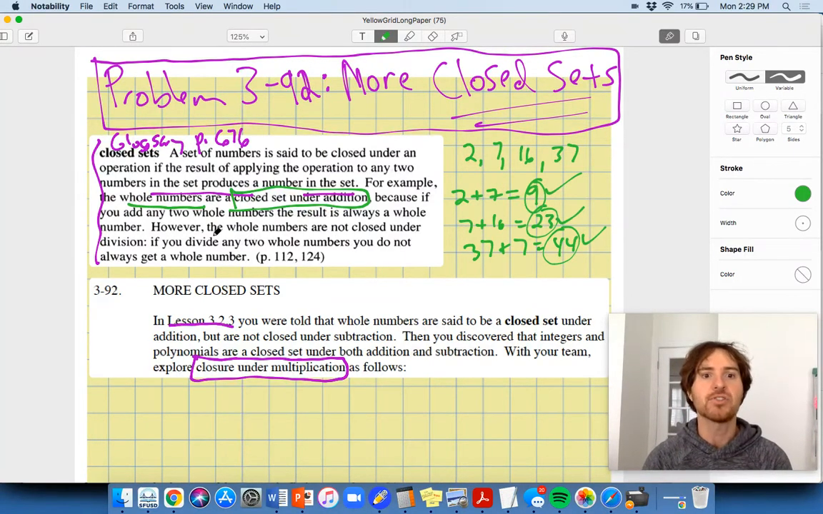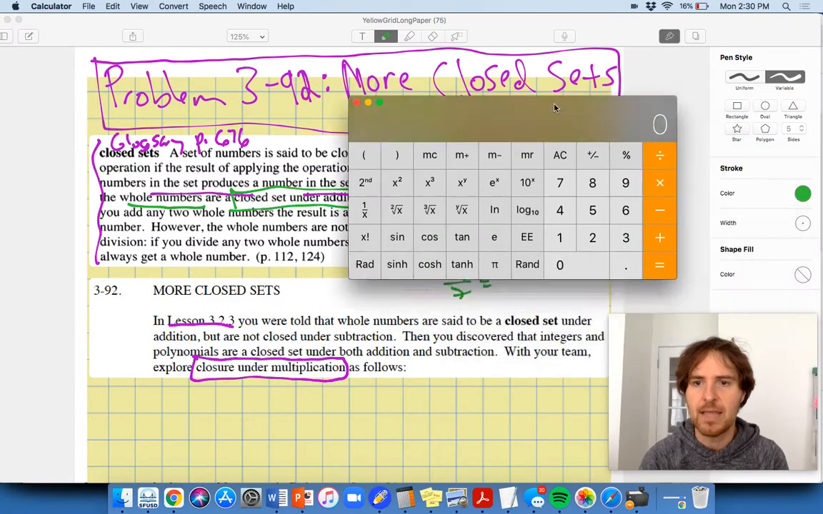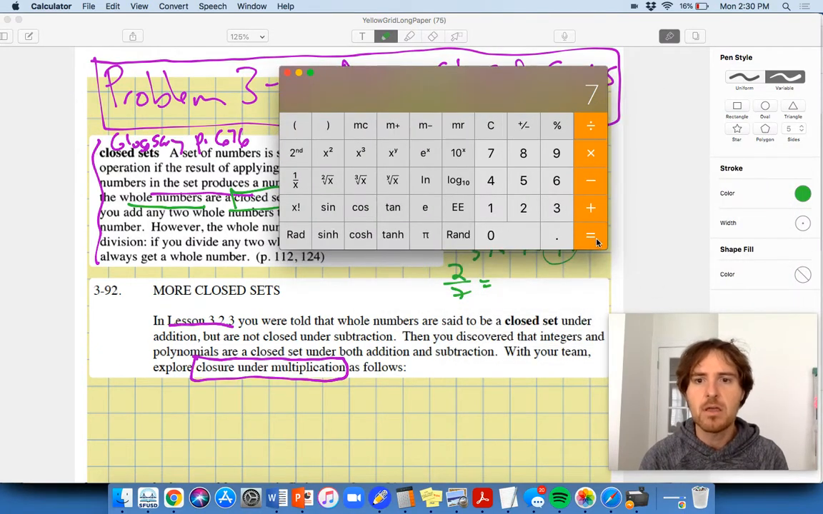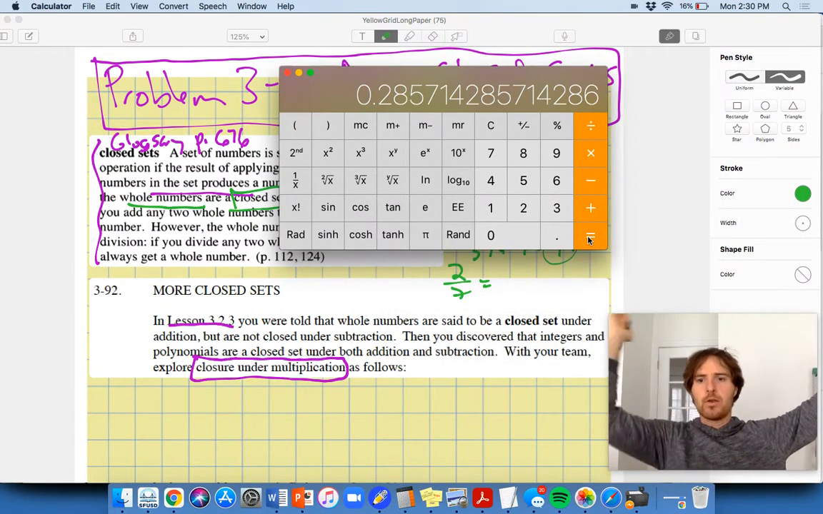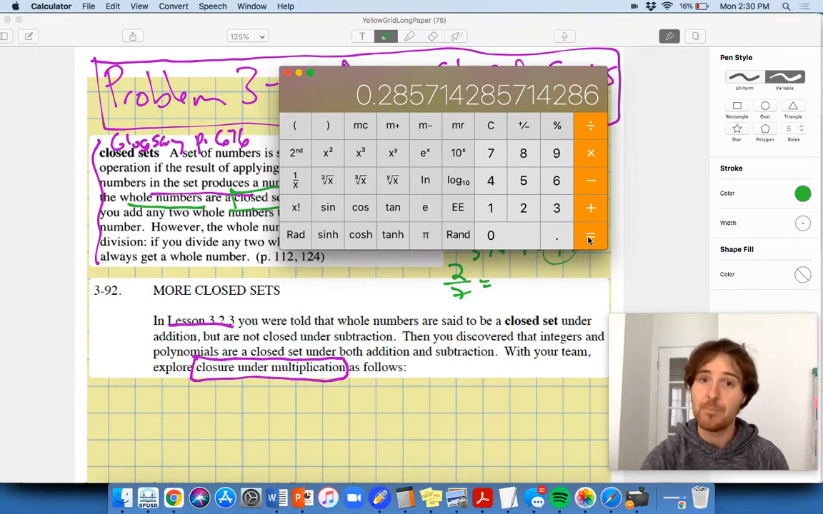Okay. So anyways, they also say here in the glossary that whole numbers are not closed under division. If you divide any two whole numbers together, you don't necessarily get a whole number. Check it out here. 2 divided by 7. What does that equal? Well, I can try my trusty calculator right here, because off the top of my head, I don't really get that. 2 divided by 7. Boom. Is that a whole number? No, that's something different. We need a different type of number to describe this.